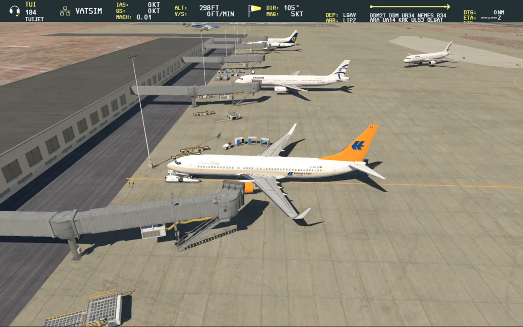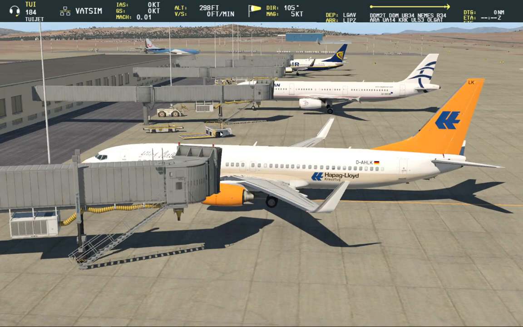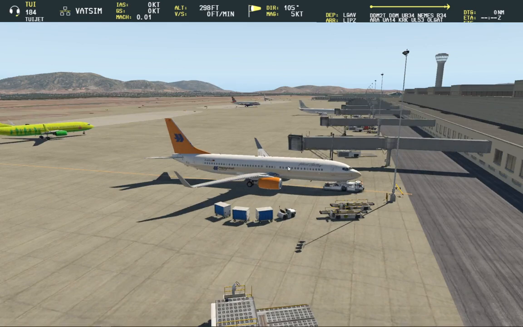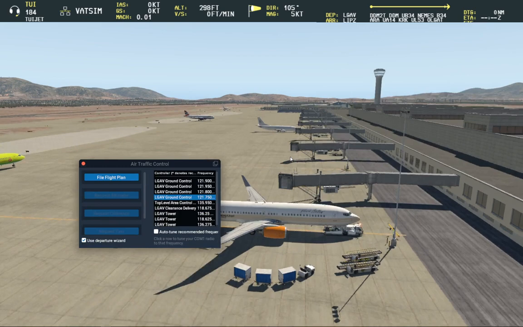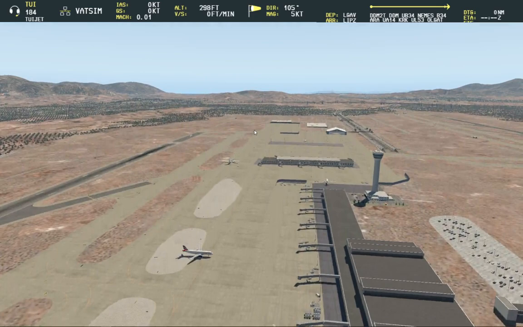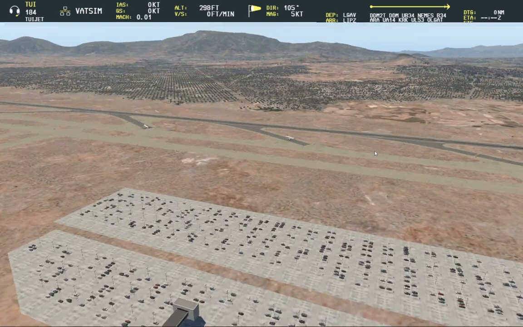Sorry. Athens ground, Charlie Sierra, Romeo Tango Whiskey at General Aviation Apron. Requesting taxi. Busy, busy here. Let's have a look around. Charlie Sierra, Romeo Tango Whiskey, Venizelos ground, hello. Taxi via Charlie, hold short of Kilo. Charlie, hold short of Kilo for Romeo Tango Whiskey.